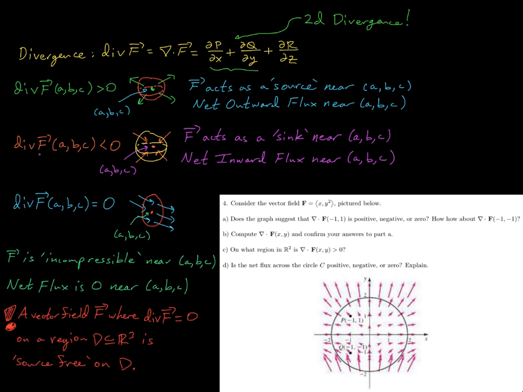Now if the divergence is negative, then I'm going to see net inward flux near that point. We'd say F acts as a sink near the point a, b, c. And if the divergence is zero at a point, then the net flux is zero near that point. You can have fluid flowing into a nearby region and fluid flowing out, and the contributions for the inward and the outward flux counterbalance each other, and you get a net flux of zero. We say that F is incompressible near this point when the divergence is zero.